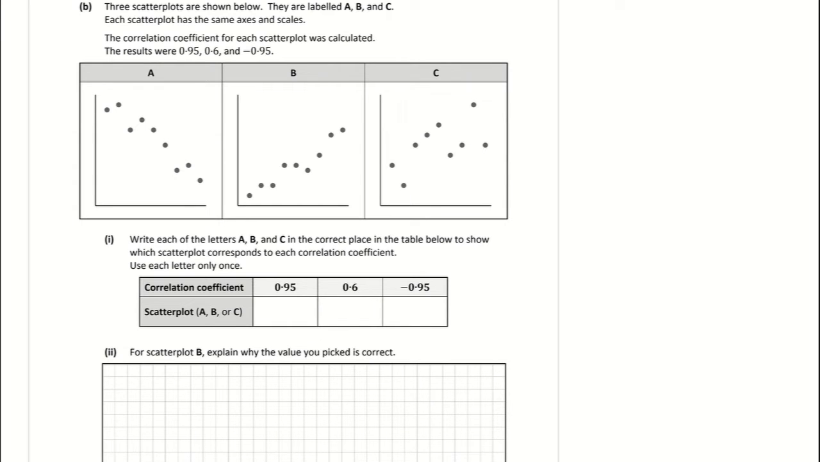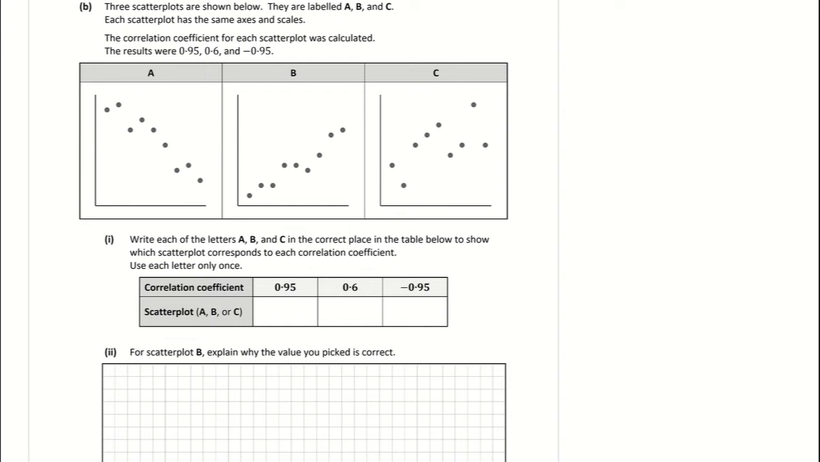B. Three scatter plots are shown below. They are labelled A, B, C. Each scatter plot has the same axis and scale. The correlation coefficient for each scatter plot was calculated. The results were 0.95, 0.6, negative 0.95. Part 1, write each of the letters A, B, and C to correspond.